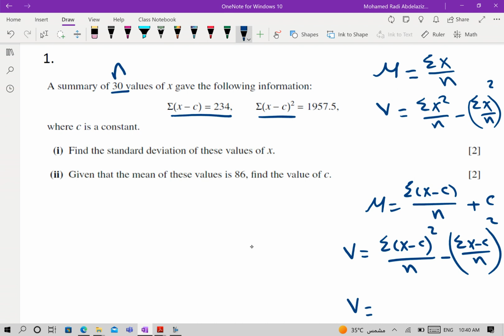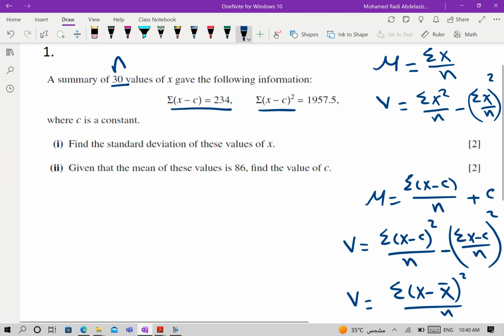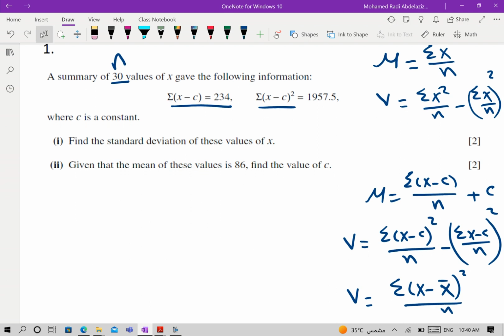Variance, if you subtract the exact value of mu, it's not c, I will write here x minus x bar all squared, divided by n, you will get the variance. So please, for any question related to coding, just write all these formulas on the right side, then start to solve the question. Now, summation of x minus c and summation of x minus c all squared are given with n.